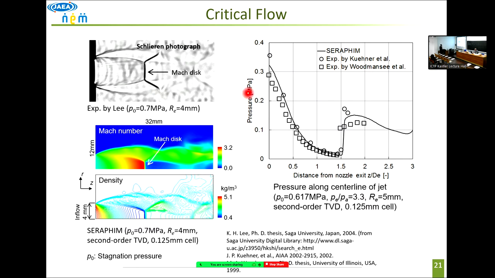This is a typical critical flow scheme photograph. When that critical flow takes place, we will make that Mach disk here, and this region is a supersonic region. That is an experimental one, and the bottom side is an analytical result. You will see quite good agreement is obtained in the SERAPHIM code. That means that those kinds of critical flow can be analyzed in this code.